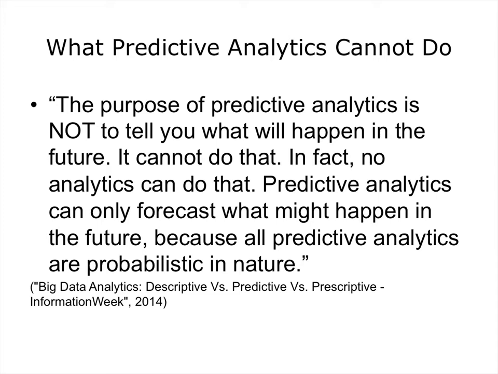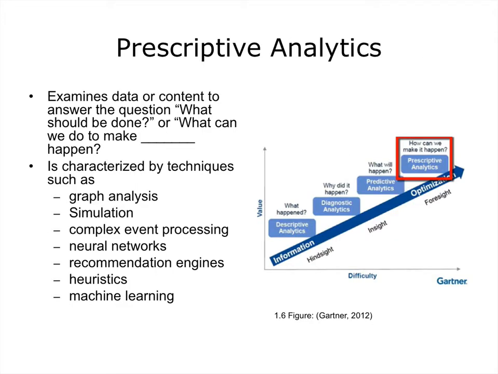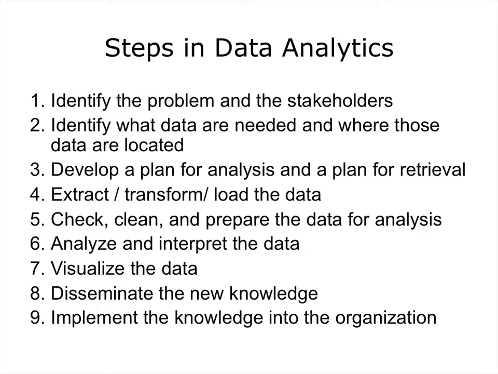This brings us then to the highest level of analytics, which is prescriptive analytics. Gartner defines prescriptive analytics as a form of advanced analytics which examines data or content to answer the question, what should be done? Or what can we do to make something happen? And is characterized by techniques such as graph analysis, simulation, complex event processing, neural networks, recommendation engines, heuristics, and machine learning. Now let's look at the steps in data analysis in more detail.